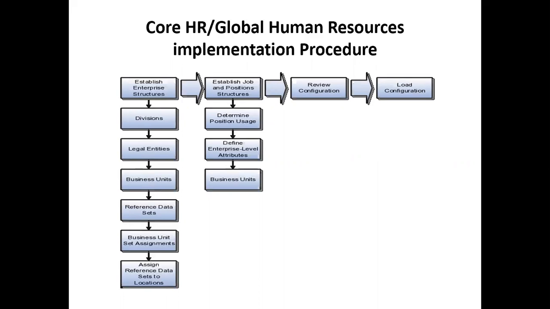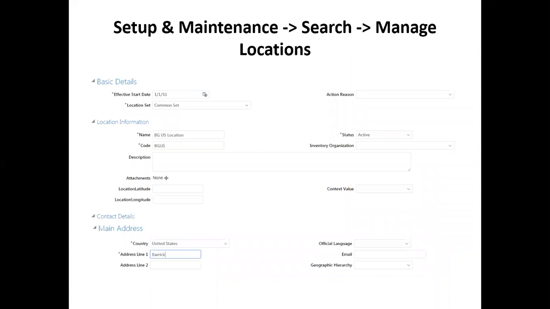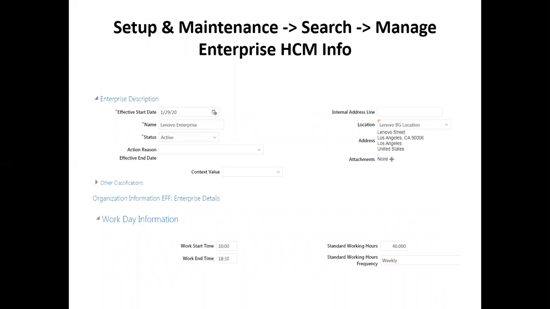So based on this enterprise structure configuration, we'll be configuring the work structures as well, like jobs, positions, grades, and other departments, business units, and so on. So once everything was configured, we can review the configuration and we can load that into the application. So this is the setup and maintenance work area, where we can load the main locations where the enterprise was located physically on the geographic location.